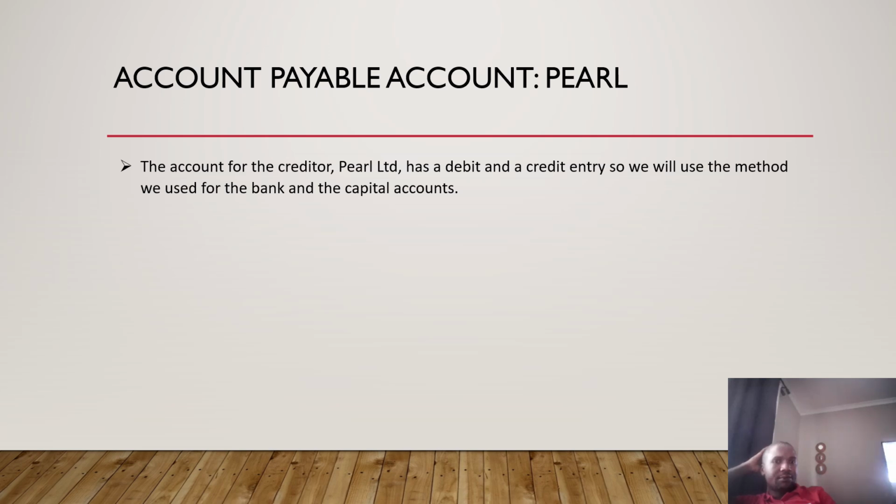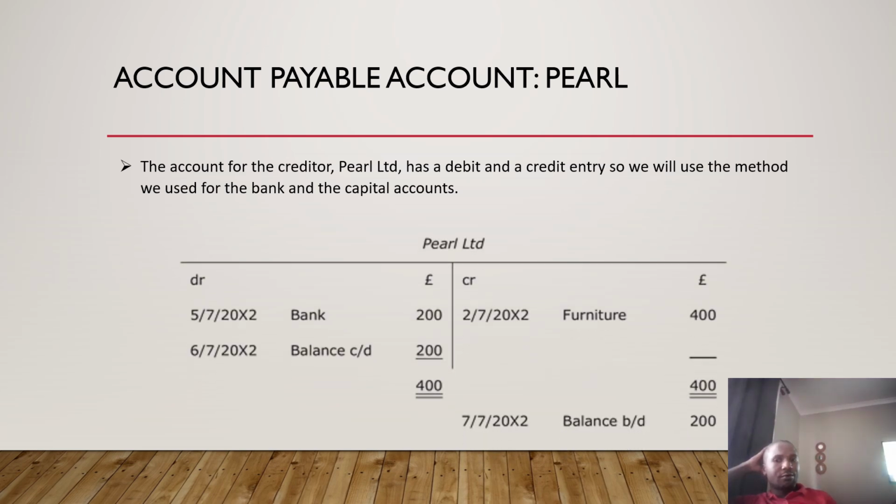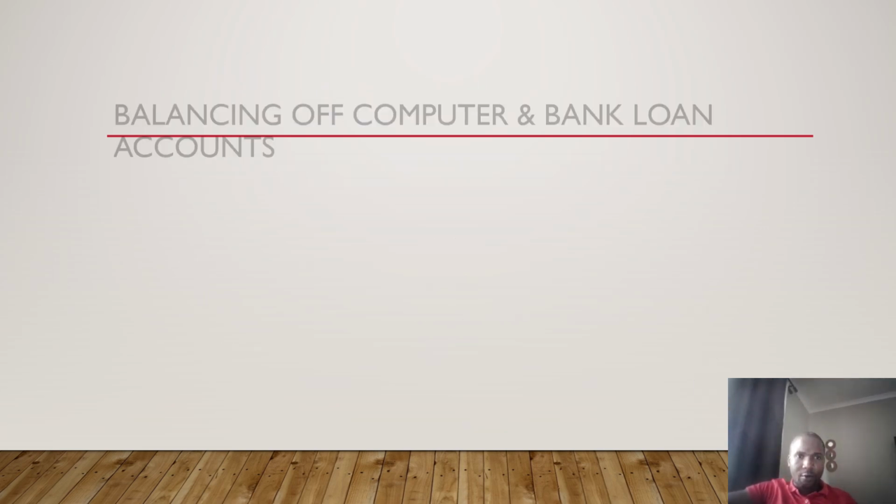So the account for the creditor, Period Limited, has a debit and a credit entry. So we'll use the method that we used for the bank and the capital account. You look at the bigger side. In this case, the bigger side was the credit side, which had 400, while the debit side had 200 pounds. And then the difference is the 200 pounds, which was our carried down figure on the debit side. And this now gives us our overall balance brought down figure of 200 on the credit side. And this is the figure that is going to be reflected on the trial balance.